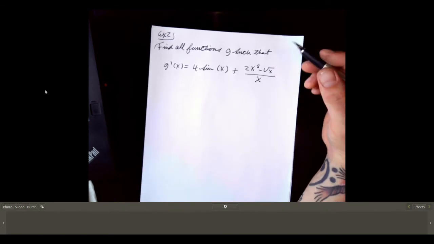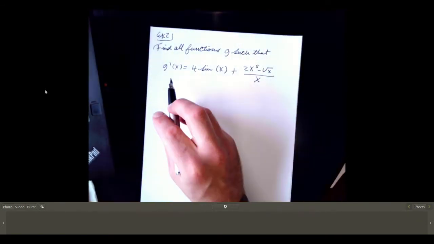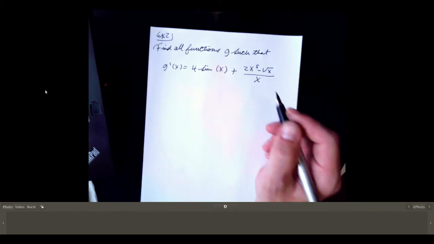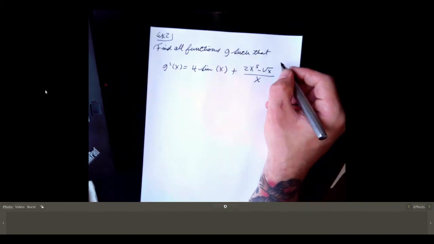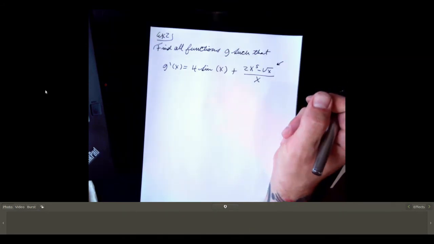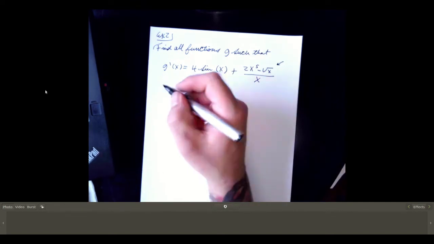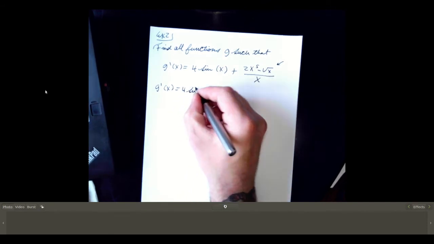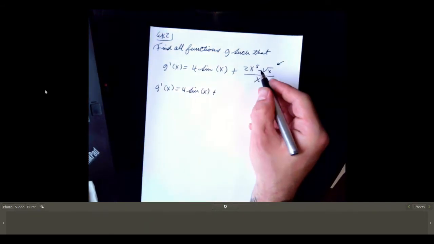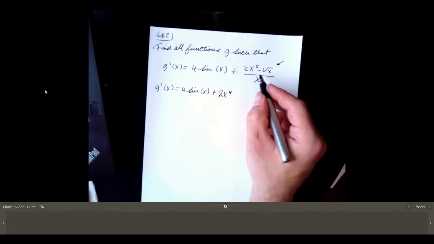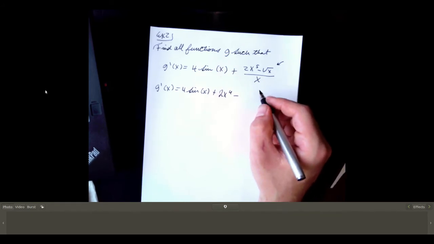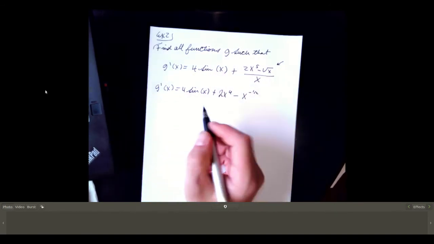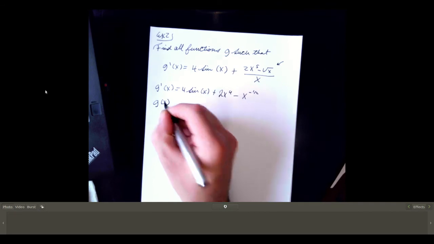So for our second example, we want to find all functions g such that its derivative is equal to 4 times the sine of x plus 2x to the fifth minus the square root of x, divided by x. At first, this might seem kind of intimidating, like we've got a quotient rule floating around. You can algebraically manipulate your derivative. So by algebra, g prime is also equal to 4 times the sine of x plus 2x to the fifth divided by x is 2x to the fourth, minus the square root of x divided by x is equal to x to the negative 1 half.